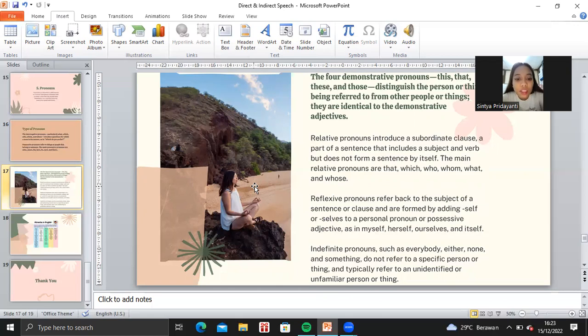And the last is the indefinite pronoun, such as everybody, either, neither, or someone. They do not refer to a specific person or thing, or typically refer to an unknown or unfamiliar person or thing.